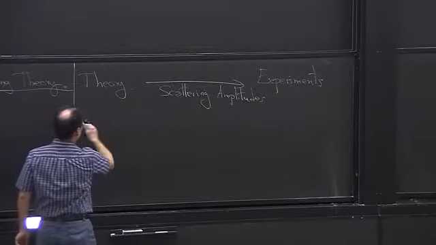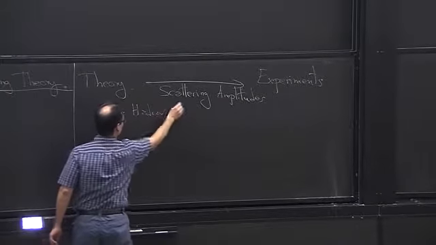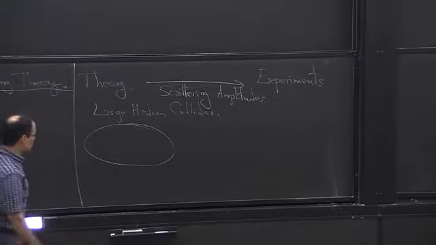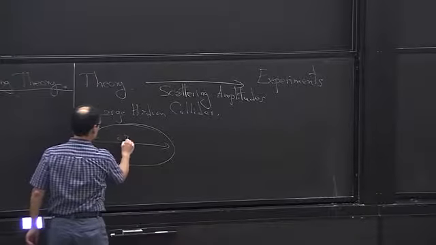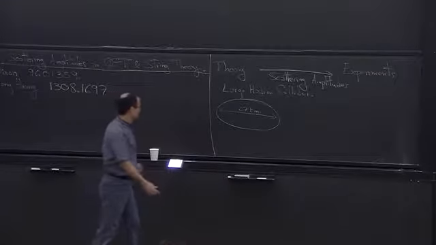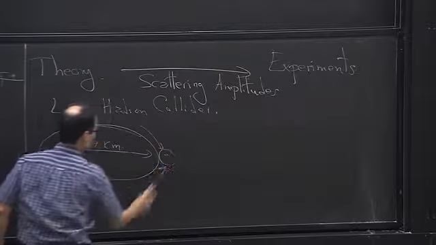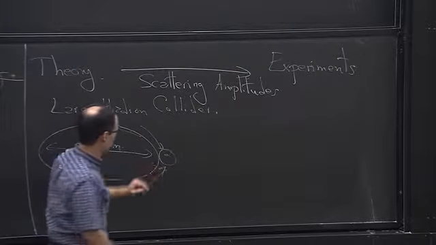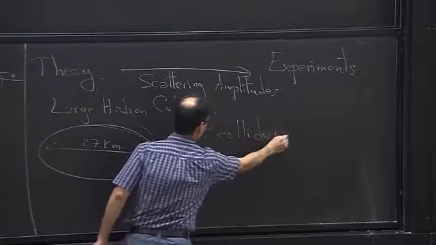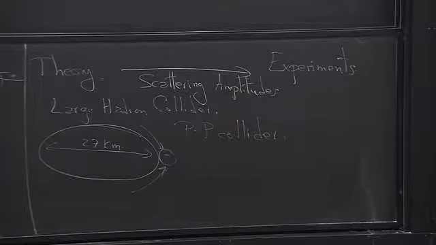So where do we use this? So we have the Large Hadron Collider. This is a big ring, 27 kilometers across. So we have 2 beams of protons being accelerated in different directions, and they are made to collide at different locations where we have detectors. So this is a proton-proton collider. And we have hundreds of billions of protons colliding every second.